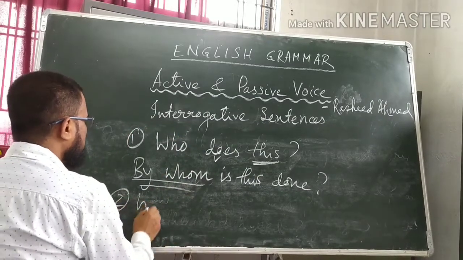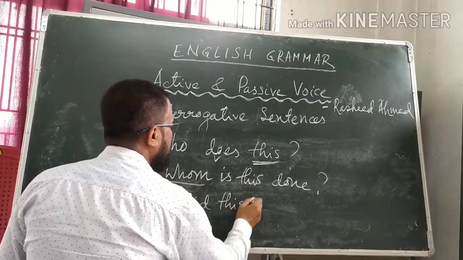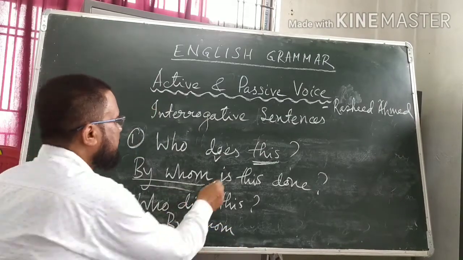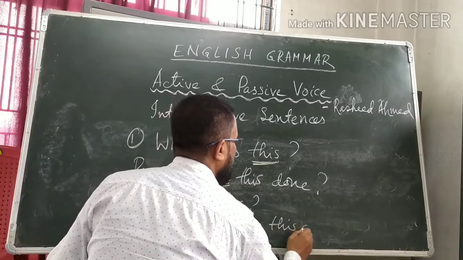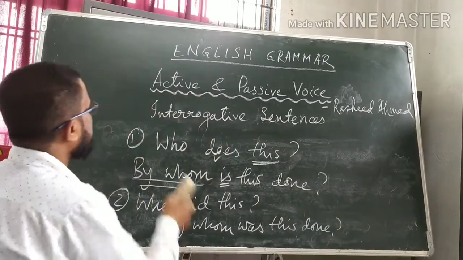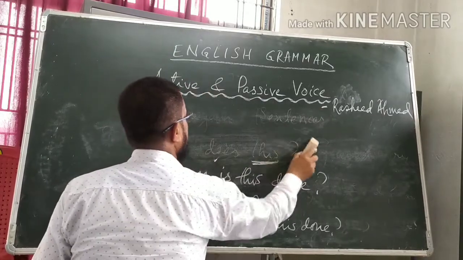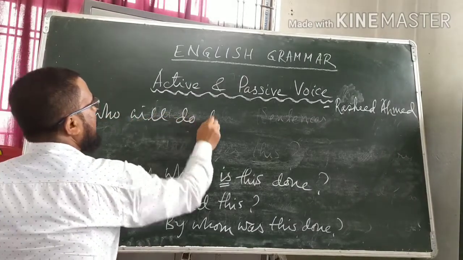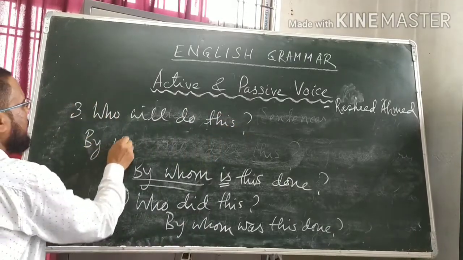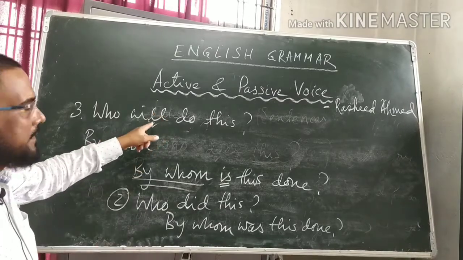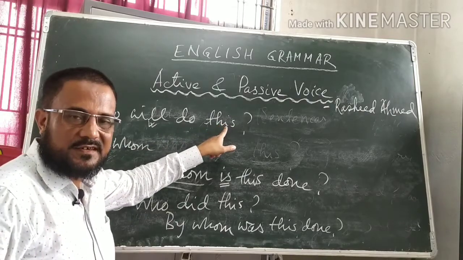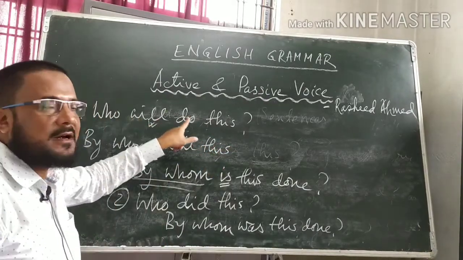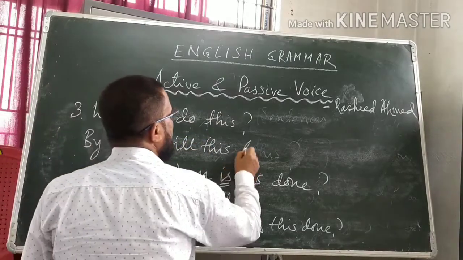If we say who did this, then it will be again by whom. Since it is simple past tense, in place of is it will be was. By whom was this done? Again, for example, future tense: who will do this? Who will become by whom. And since it is will, in passive voice again it will be will or shall. Since the object is this, it will take will, not shall. By whom will this? Then since will is there, the be verb will be in its base form be. By whom will this be done?